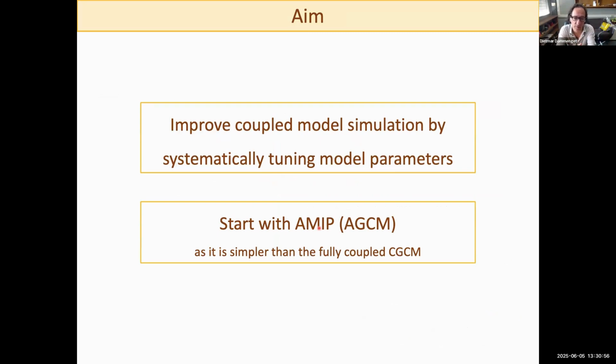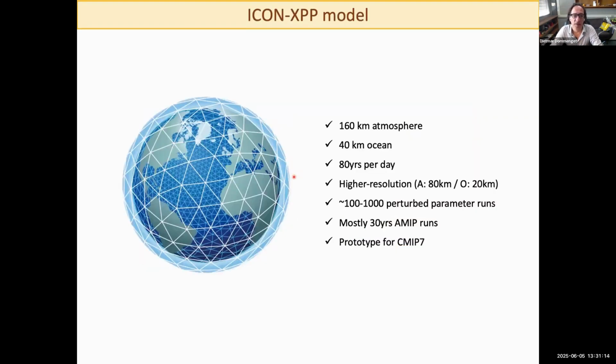It's much, much harder to tune the coupled model. So we just want to show a proof of concept that it can actually work. And I will show you that this can actually work in a simplified setup. And by systematically, I mean a little bit unlike what people usually do when they do tuning, we try to do this in a bit more systematic way.